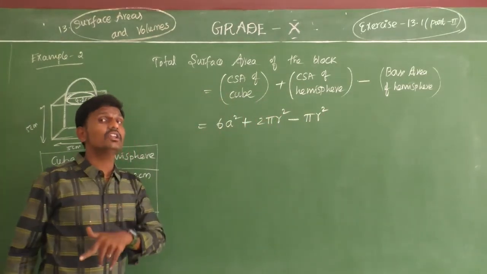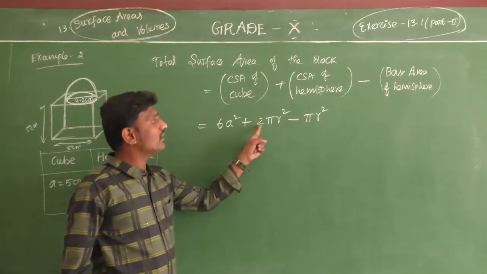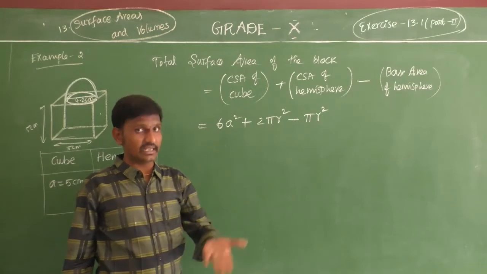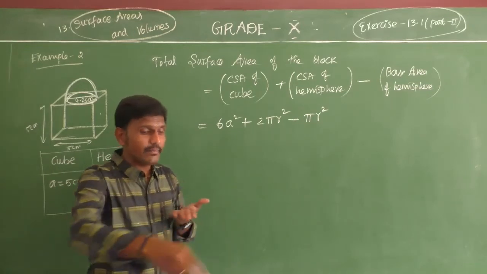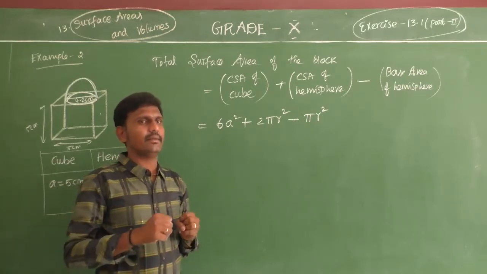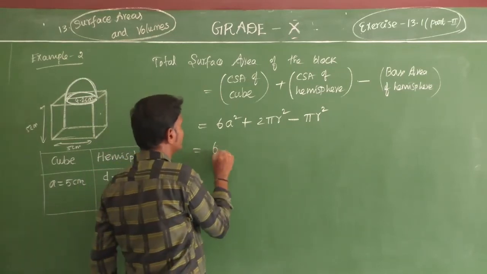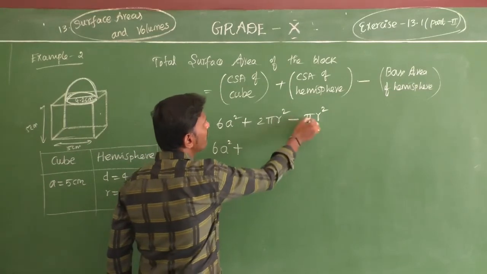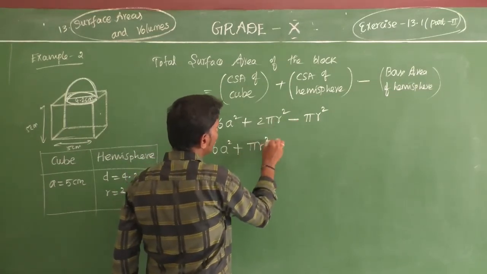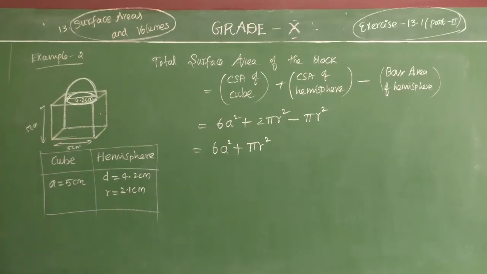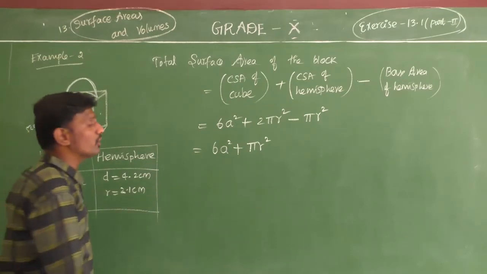Okay, now you are going to substitute. And before that, students, listen here. You have the same figure, I will say the diagonal, you have a circle. That circle is the base for the hemisphere. So I am going to subtract this: 6a square plus 2 pi r square minus pi r square. The value is pi r square. Now only I am going to substitute.